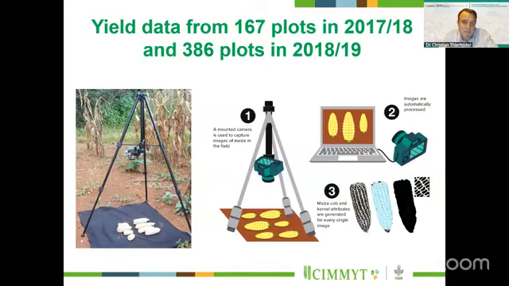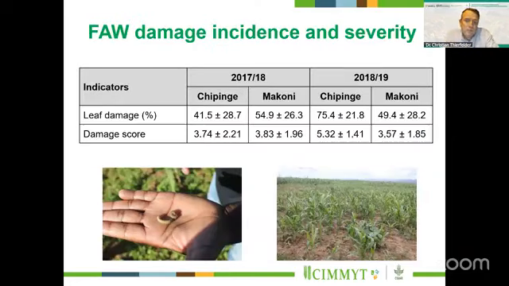And then we assessed what would be the yield of those systems. So what we found out in those 2 years where we did this research in 2 different districts, Chipinge and Makoni, is that we had leaf damage in the range of 42 to 55% in the first year, and then 75 to 49% in the second year, and damage scores around 3.7, 3.8, sometimes a bit more, 5.3 in the second year.